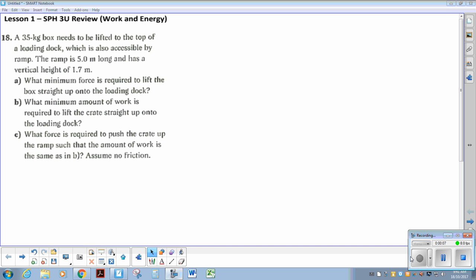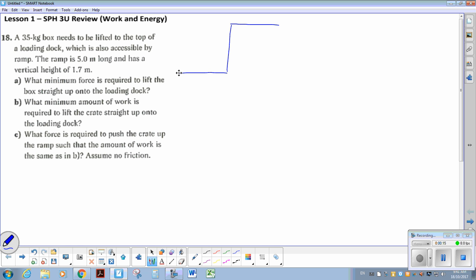Question number 18. So we have a 35 kilogram box that needs to be lifted to the top of the loading dock. So just a quick diagram here. There's my loading dock. There's my box. It's also accessible by a ramp. So ramp here.